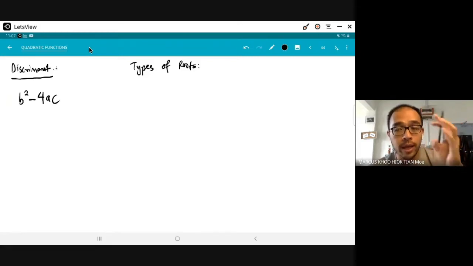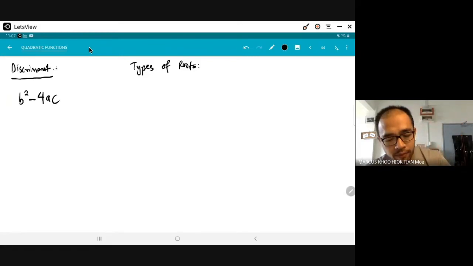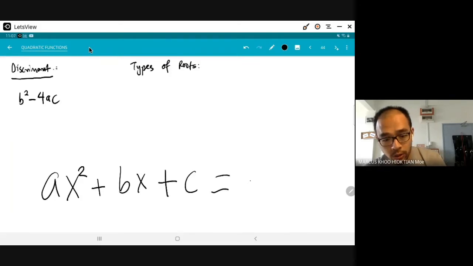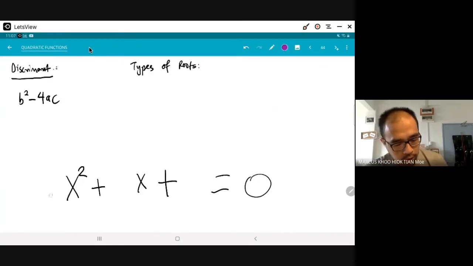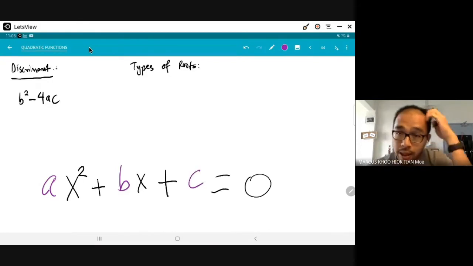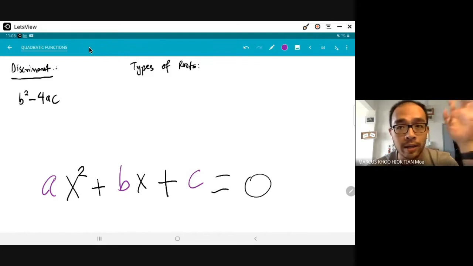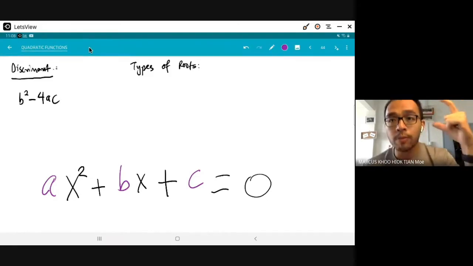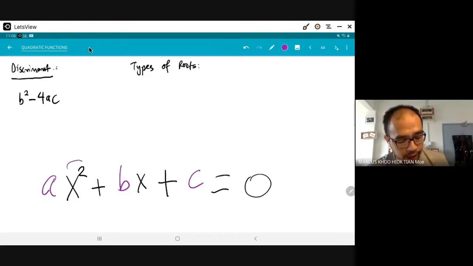So when you calculate the discriminant, b squared minus 4ac, remember that the a, b and c must come from the quadratic equation that is in this form, ax squared plus bx plus c equals 0. And I'm going to change the color of this a, b, c because I want you to see that a, b, and c is not sometimes just one number. It can be one whole thing that is in brackets.